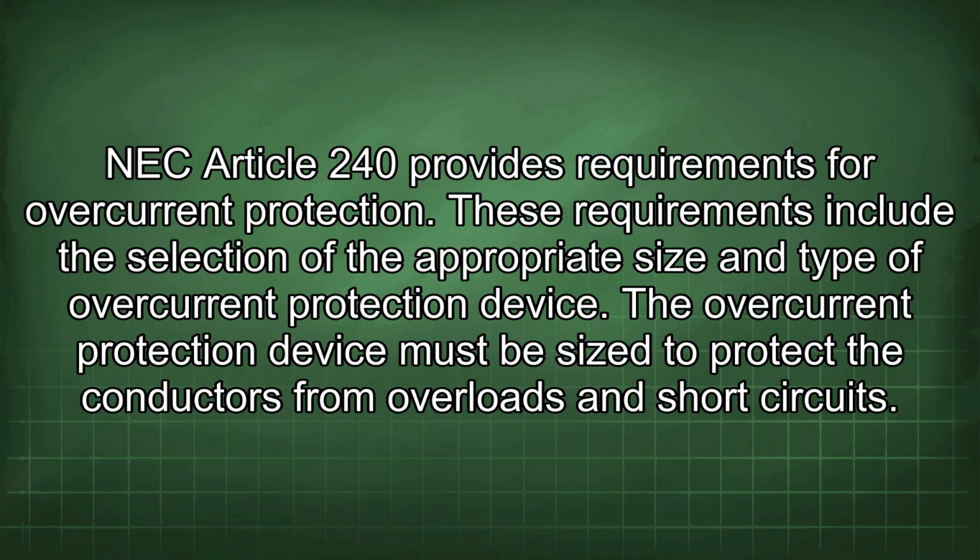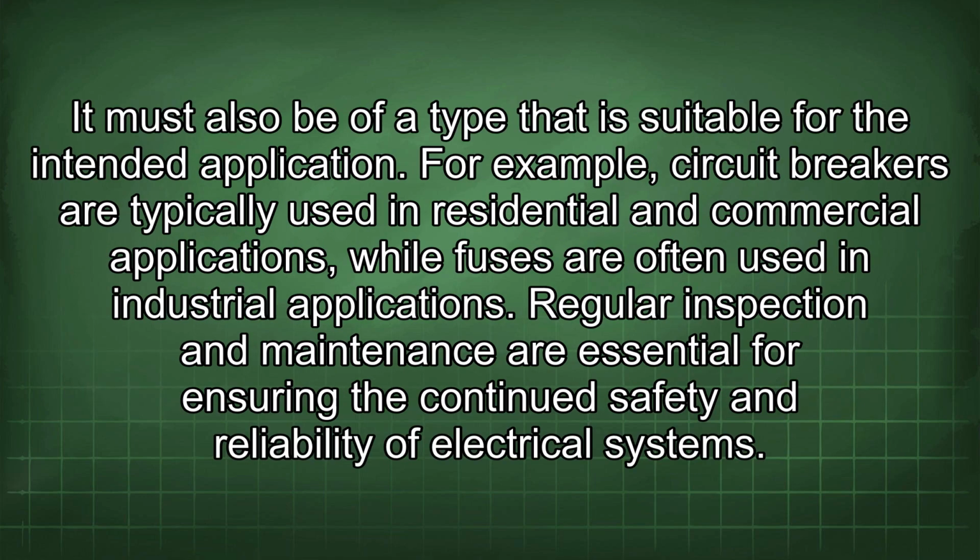These requirements include the selection of the appropriate size and type of overcurrent protection device. The overcurrent protection device must be sized to protect the conductors from overloads and short circuits. It must also be of a type that is suitable for the intended application. For example, circuit breakers are typically used in residential and commercial applications, while fuses are often used in industrial applications.